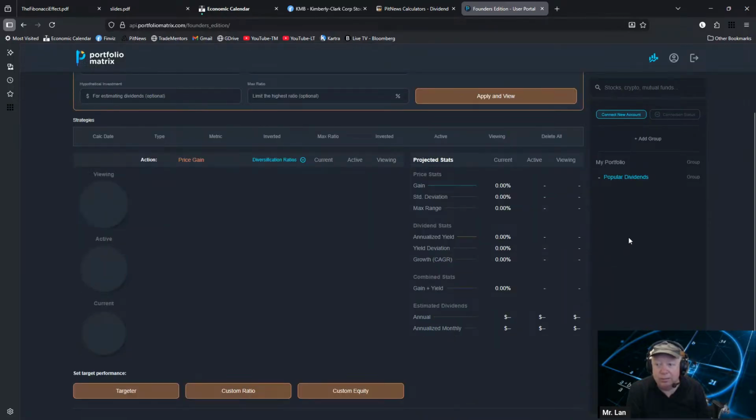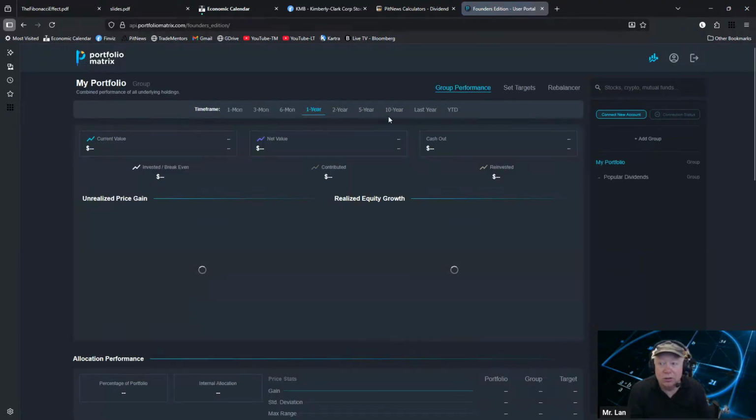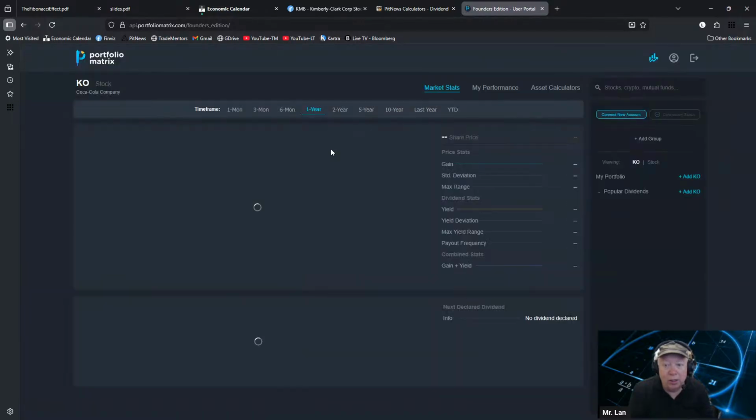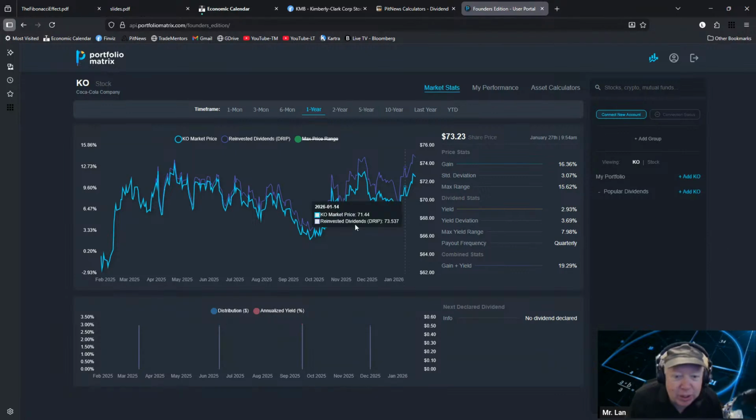So I'm going to pull up KO, because KO's KO. So we're going to put KO into our portfolio, but I want to look at it in two separate ways. Now this is the coolest thing since smoked fish. I didn't want to say sliced bread. This is the coolest thing since smoked fish. Okay, so we're going to come in here and take a look at this.